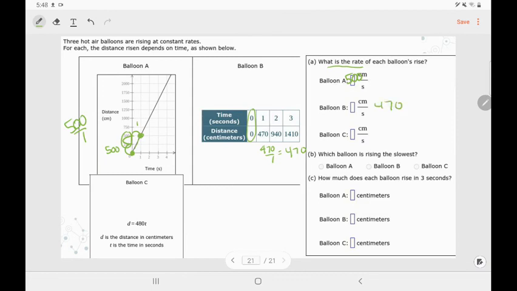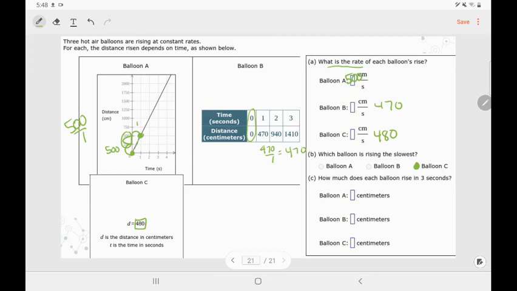And balloon C, my slope is D, so if my equation says D equals 480t, it's always the number next to the variable. So 480 is my slope for balloon C. So let's compare. Which of the balloons is rising the slowest? Okay, well, remember the slowest is the smallest number of centimeters per second. So balloon B is 470, which is the smallest, so it is moving the slowest.